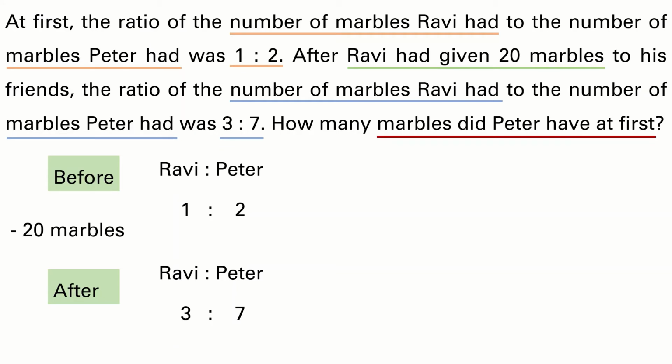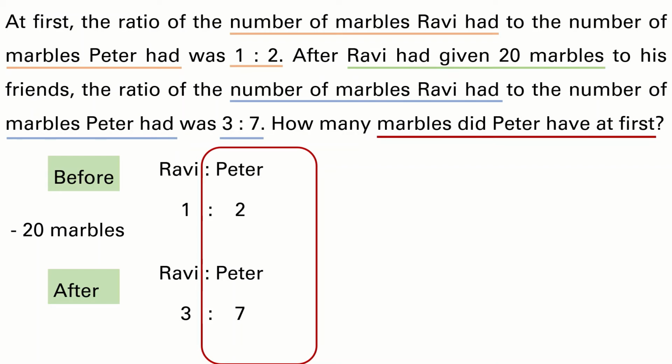So what can we see here? We can see here that the number of marbles for Ravi changed because he gave 20 marbles away. But the number of marbles for Peter did not change. So this is a one quantity unchanged type of question. So we got to make sure that the ratio or the units for Peter must be equal.